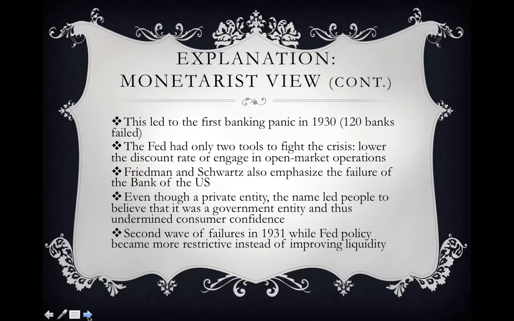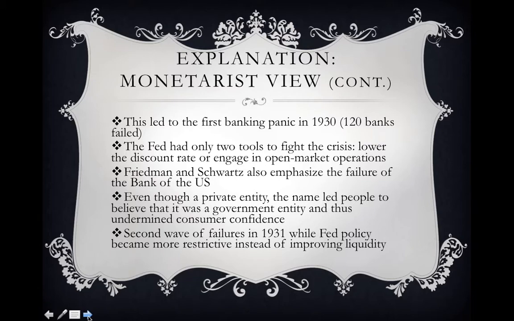All right, we talk about the banking system, and there are the banking panics that occurred in 1930. So make sure that you're aware of that. 120 banks failed during that time period, and realize that the Fed was pretty limited in what it could do. It could lower the discount rate, or it could engage in open market operations. The discount rate is the rate that the Federal Reserve charges to member banks for loans, and open market operations means that the Fed could engage in buying or selling securities.